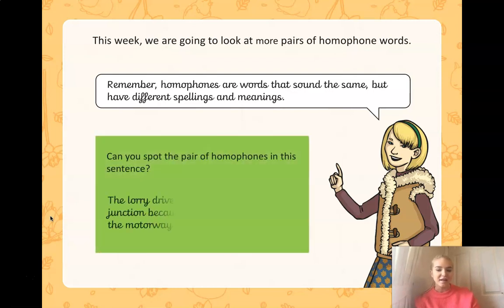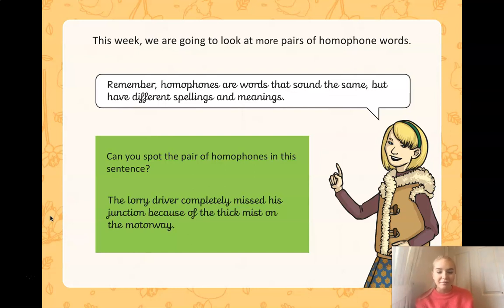I've got a sentence here, and I would like you to read the sentence about the lorry driver. And can you find the pair of homophones, the two homophones in this sentence? Pause the video now and have a think. Did you manage to spot them? Let's read the sentence together and figure out which two words form my pair of homophones.